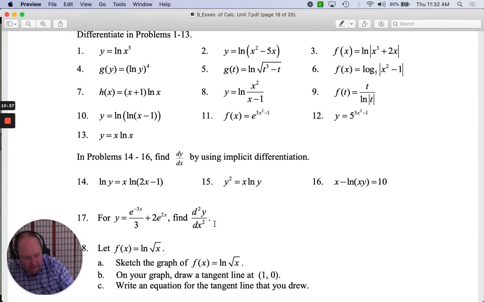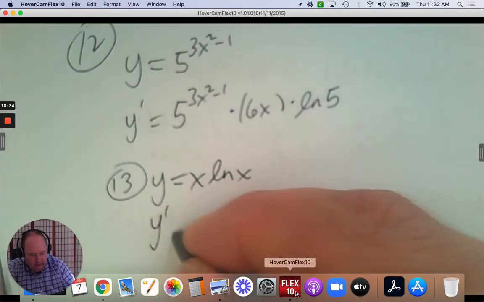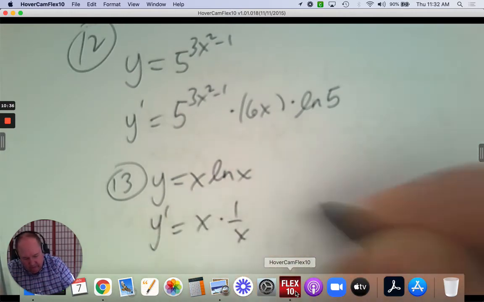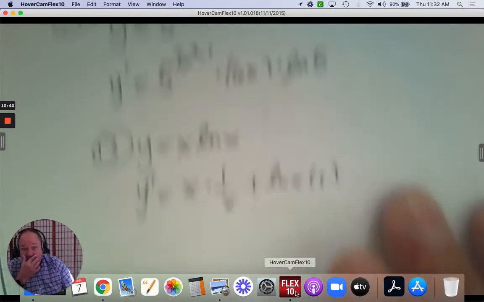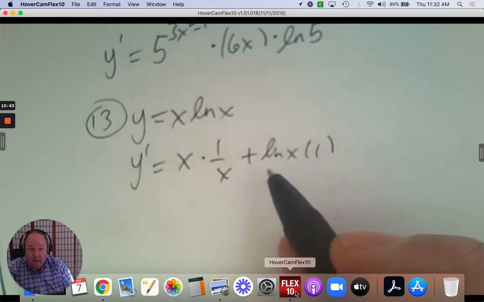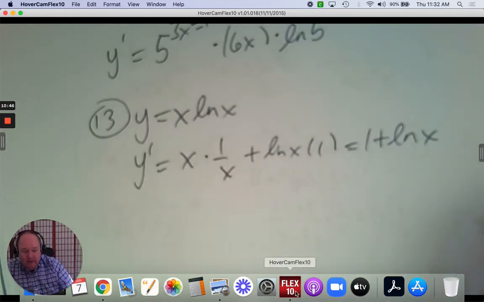13, x ln x. Take the derivative there with the product rule. The first times the derivative of the second plus the second times the derivative of the first. Done. And it simplifies to 1 plus ln x if you wanted to do that. Number 14.